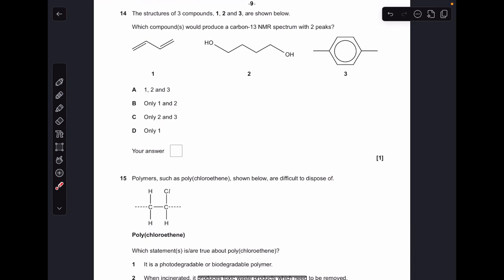Number 14, so we're looking for compounds that have got only 2 carbon environments. So number 1 would produce 2 peaks because we've got 2 different carbon environments in it. Likewise for number 2, but number 3 has got 3 environments because these sort of purple carbons, they're all unique to each other but different to the others. So 1 and 2 only, so option B.